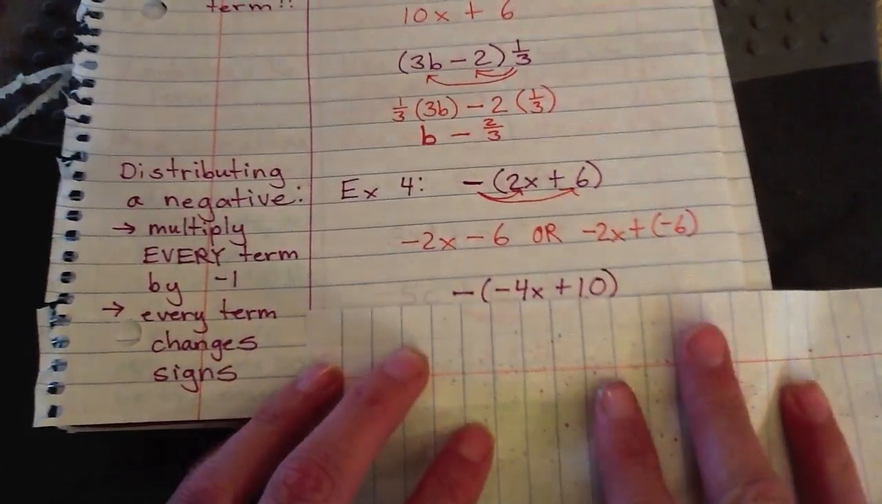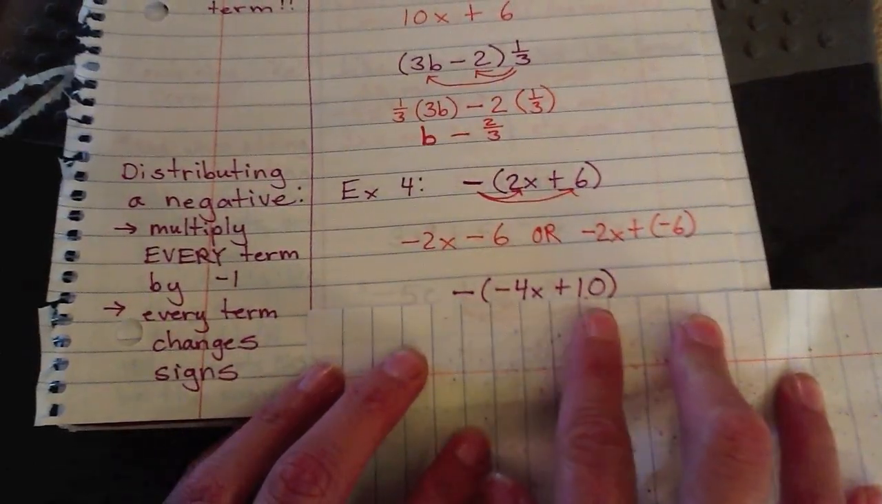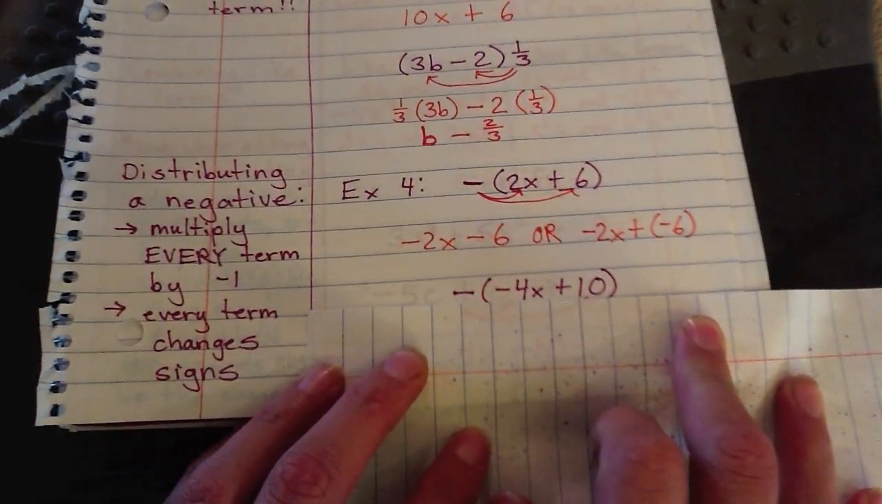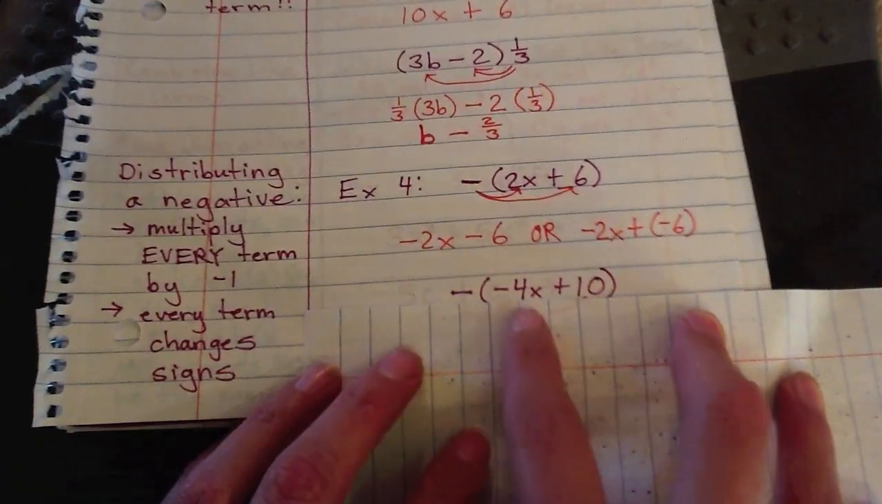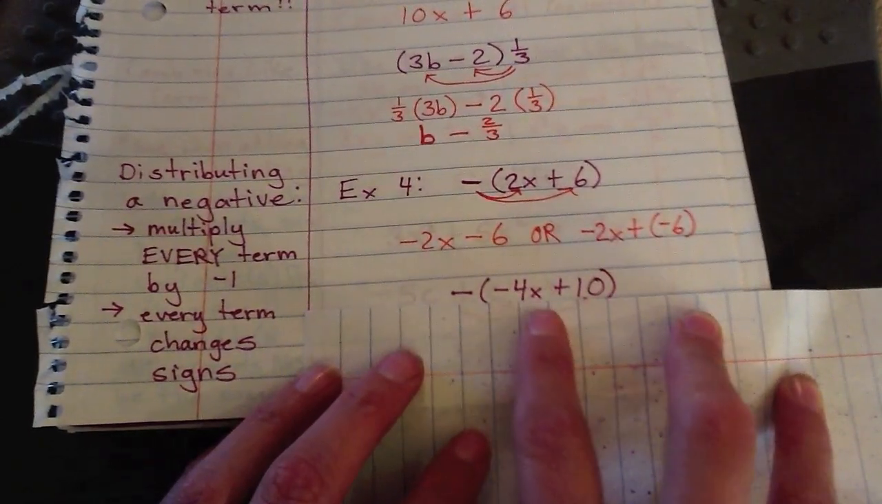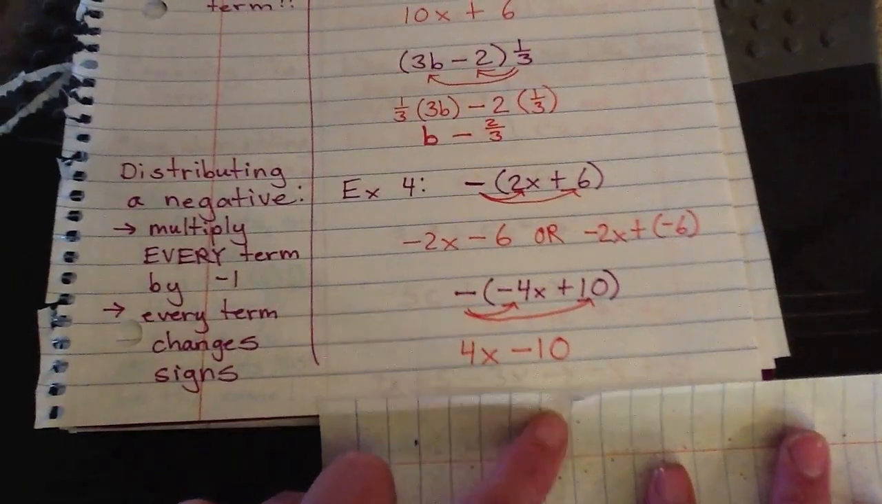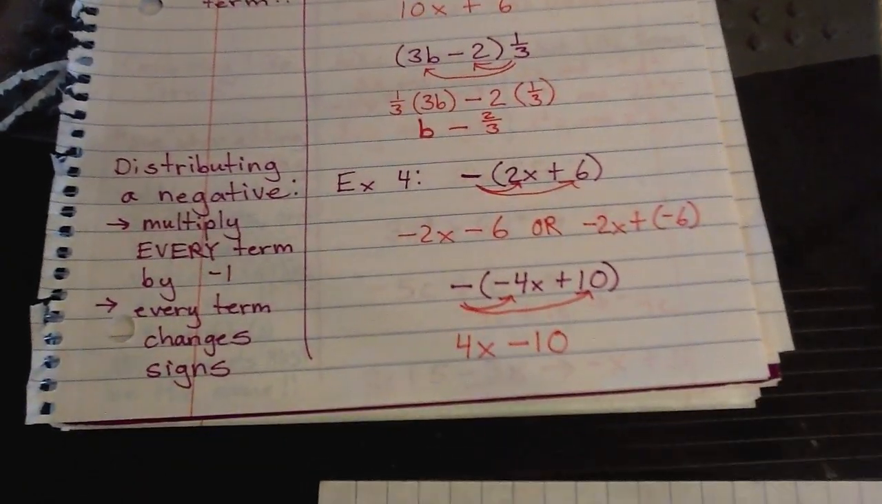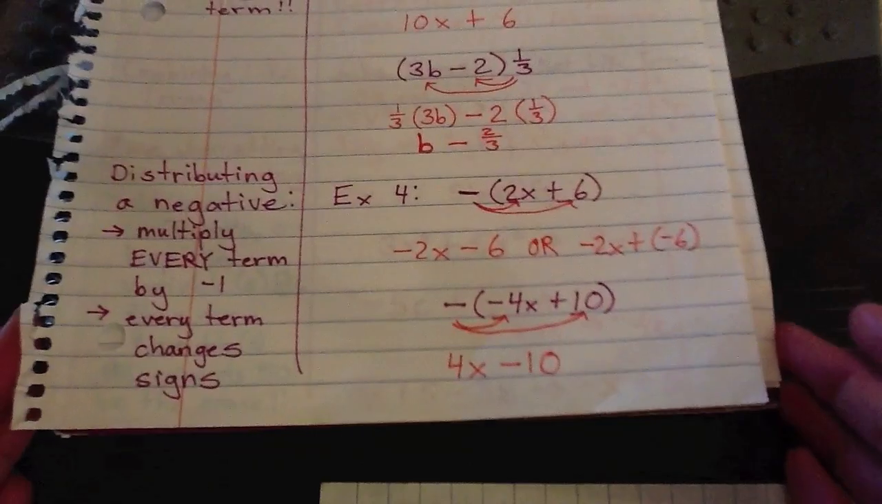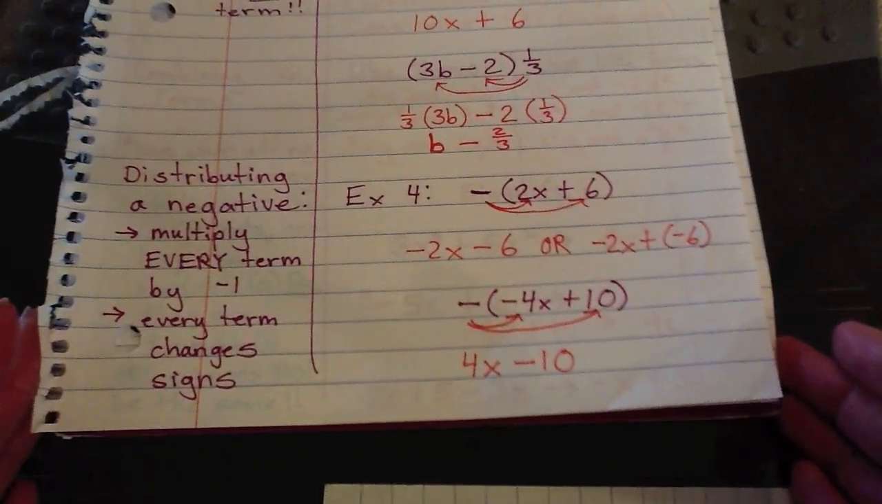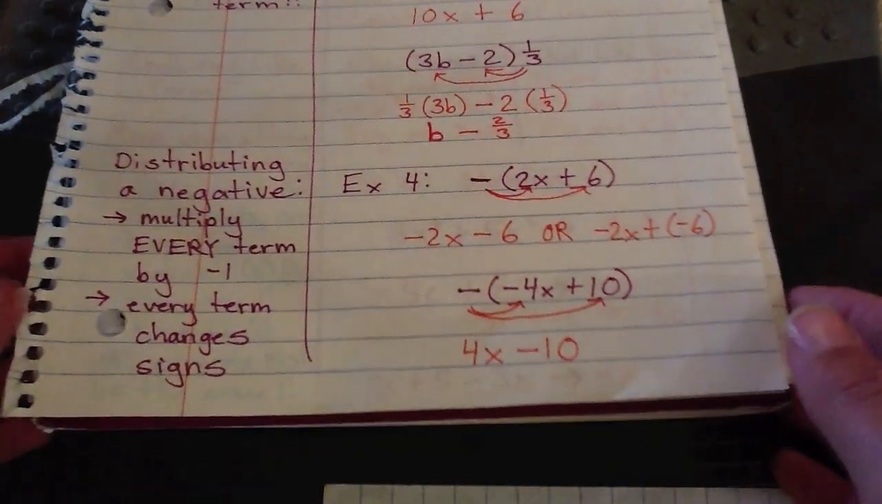Write down what you have. So it's a negative times the quantity, -4x plus 10. And you should have had positive 4x, because this negative becomes positive, and a -10. So 4x subtracting 10. So go ahead and hit pause and copy down the notes that I just went through. And once you're ready, go to the next page.